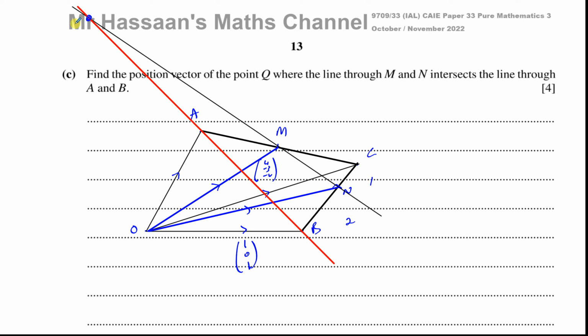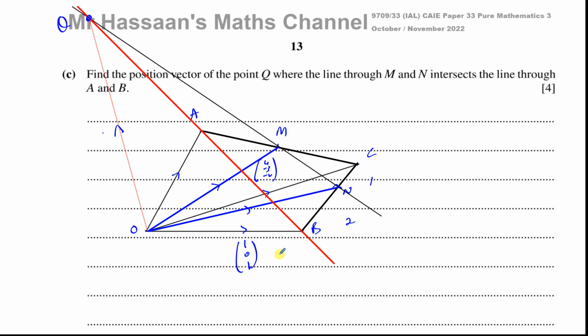We want to find the position vector of the point Q. It's kind of out of my diagram. So we need to find how to get from O to Q. That's our objective. We need to find this vector O to Q.